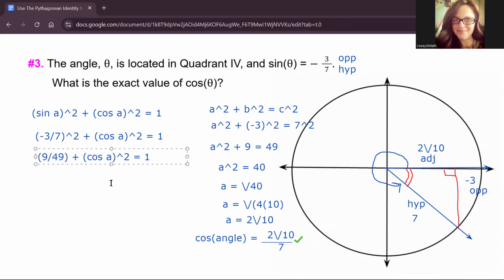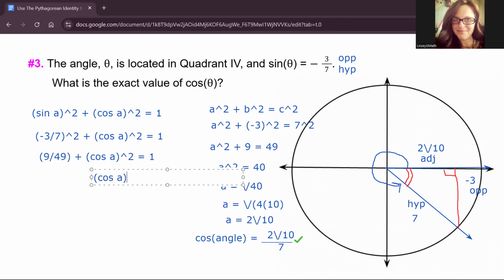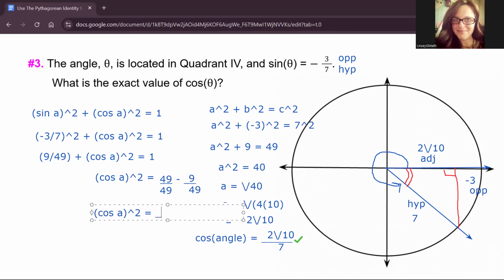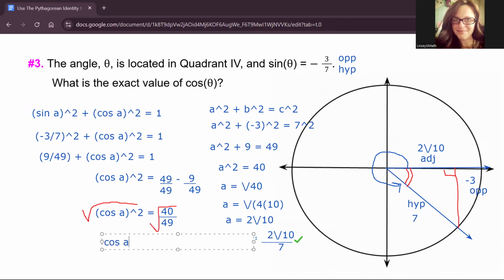We'll subtract, and we get cosine of our angle squared is equal to, I'm going to rewrite 1 as 49 over 49 so that we can subtract 9 over 49. And we're left with cosine of our angle squared is equal to 40 over 49. And then we'll take the square root to undo the power of 2. You can take the square root of the top of a fraction and the square root of the bottom of a fraction separately. And we know the square root of 40 simplifies to 2 square root of 10, and the square root of 49 is 7.